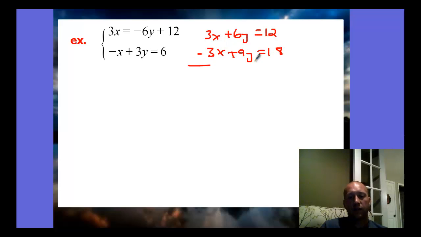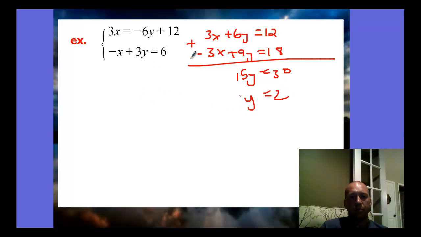So now I have these equations I can add to get rid of the x's. I get 15y equals 30. So then here y is 2. I can back substitute that, put that in for a y value, it doesn't matter which one. I'll put it in here, so negative x plus 6 equals 6. So here x ends up being 0. So we have the point 0, 2.